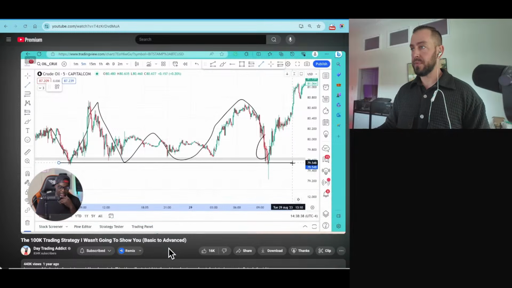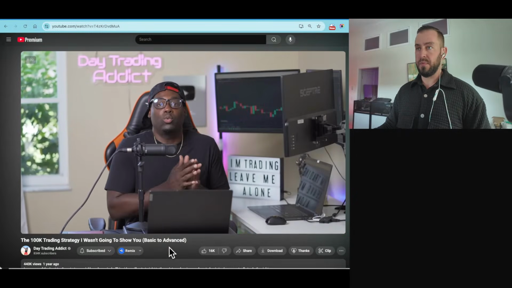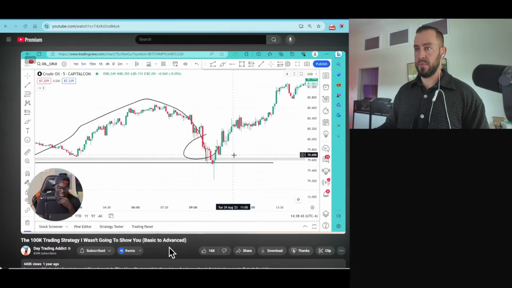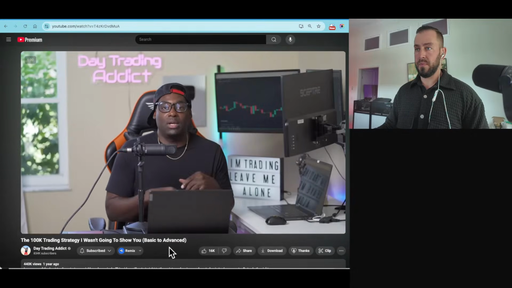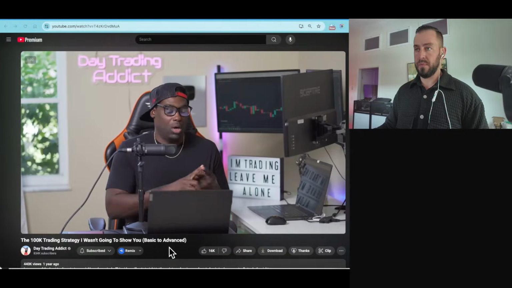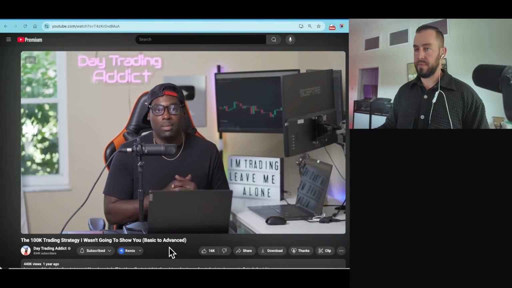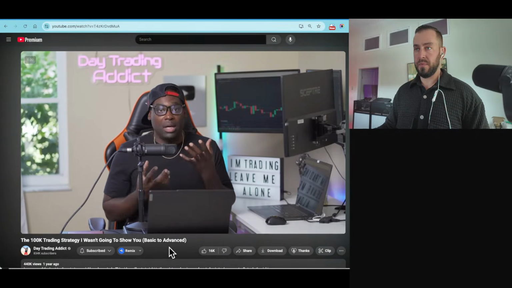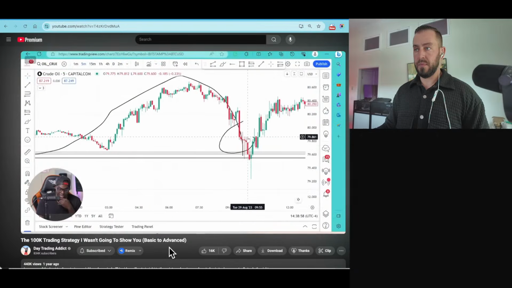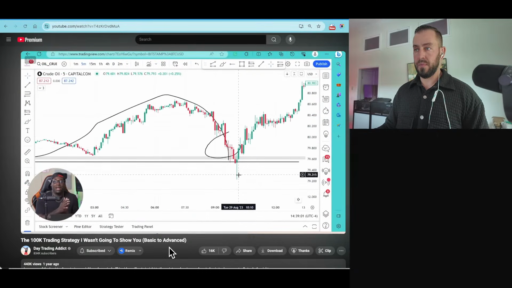Now, the next thing is entries. How do we want to get in? Okay, so we see a nice rejection. So that could be one of your entries: a rejection bar or a nice strong bullish bar, right? If the market is going up, vice versa. If the market is going down, a nice bearish bar, or a nice rejection bearish bar, or maybe a double top or double bottom. So right here, we have a nice rejection bar right at the support level.